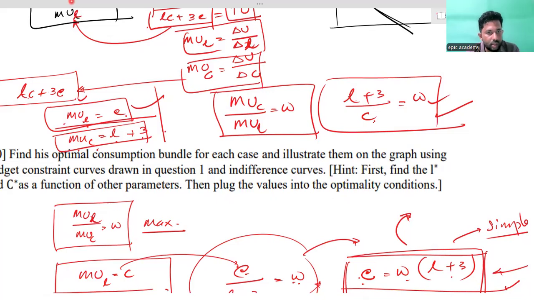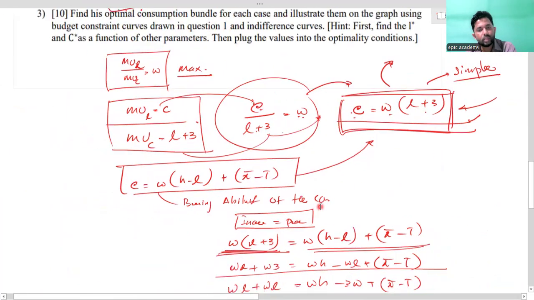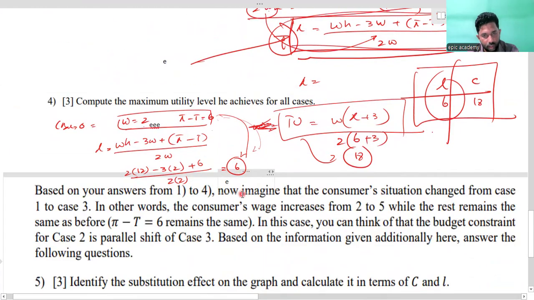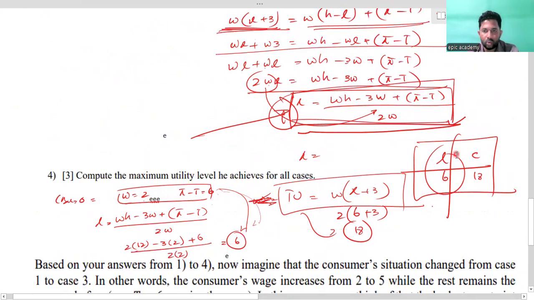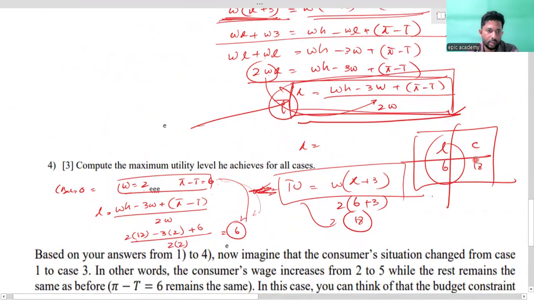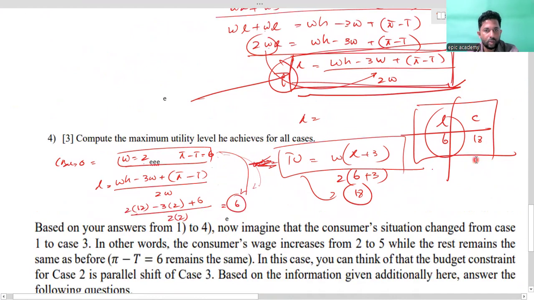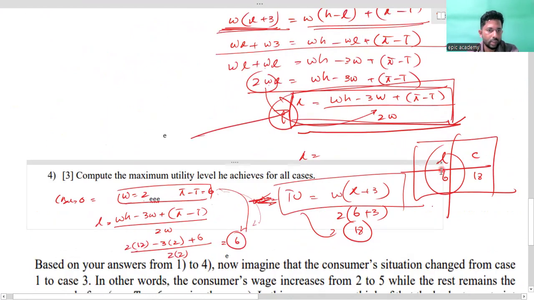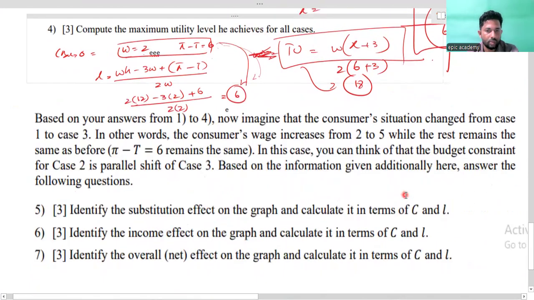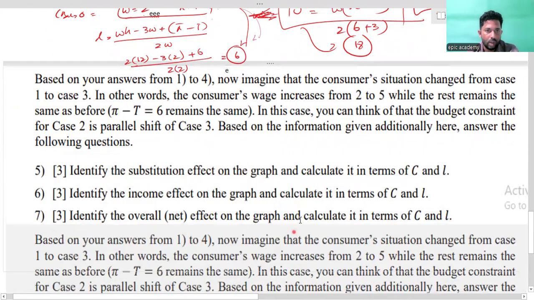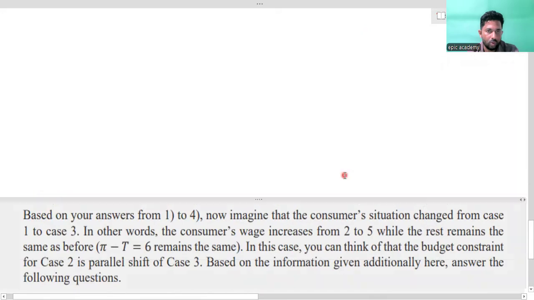Here they didn't mention any kind of cases, isn't it? No cases. I think it is for all, because it says plug the values into the optimality condition, so I think they mean all three. Then you have to calculate L and C values for all cases. After that, you can calculate the maximum utility level using that equation. That is what you have to do. I will do only one case, okay?